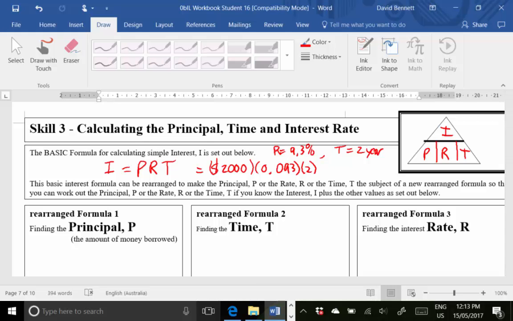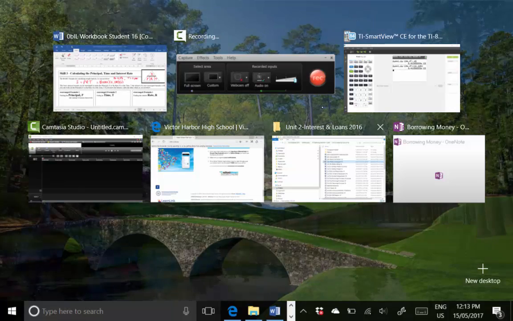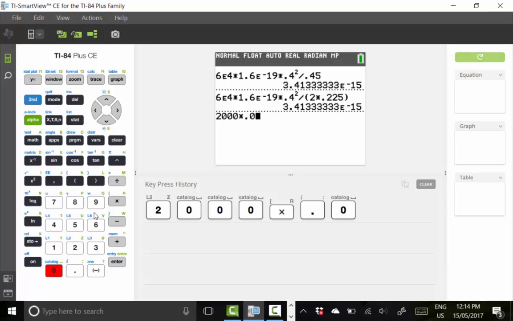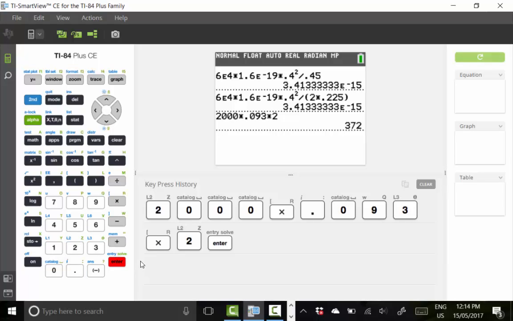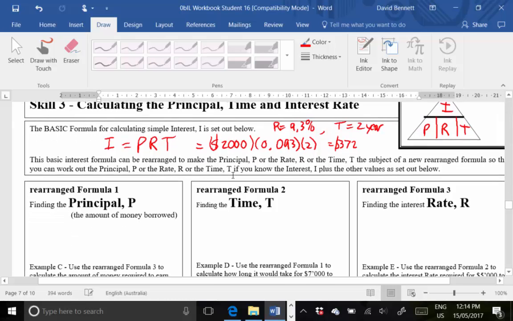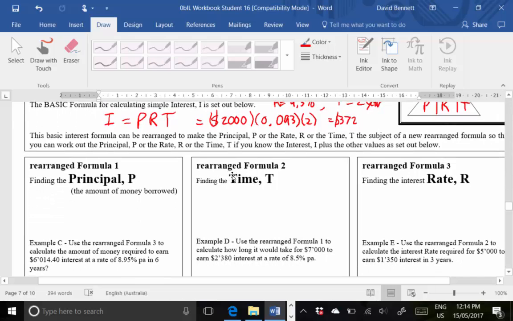So if we go to our calculator, we do that. 2,000 times 0.093 times 2, and that will give us our answer, $372 worth of interest for that example. So you definitely need to know how to do calculations using the PRT to work out your interest available.